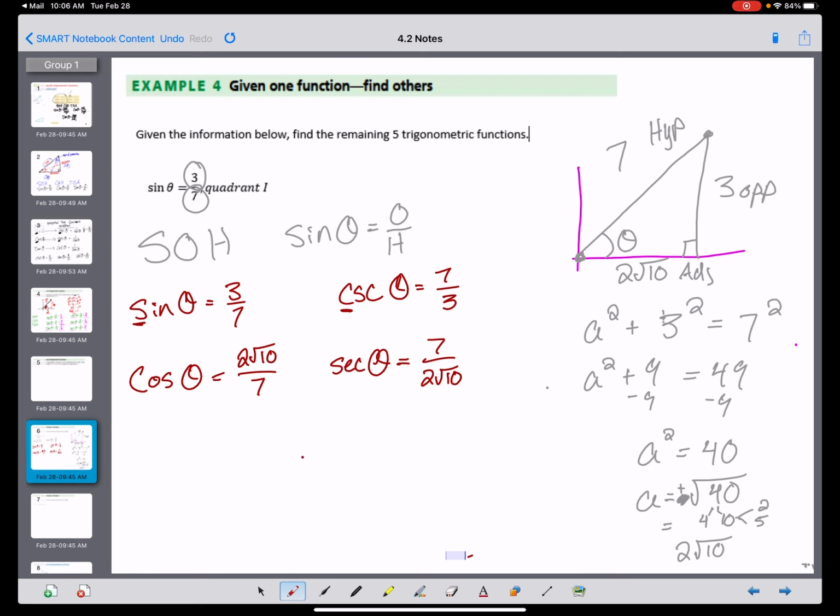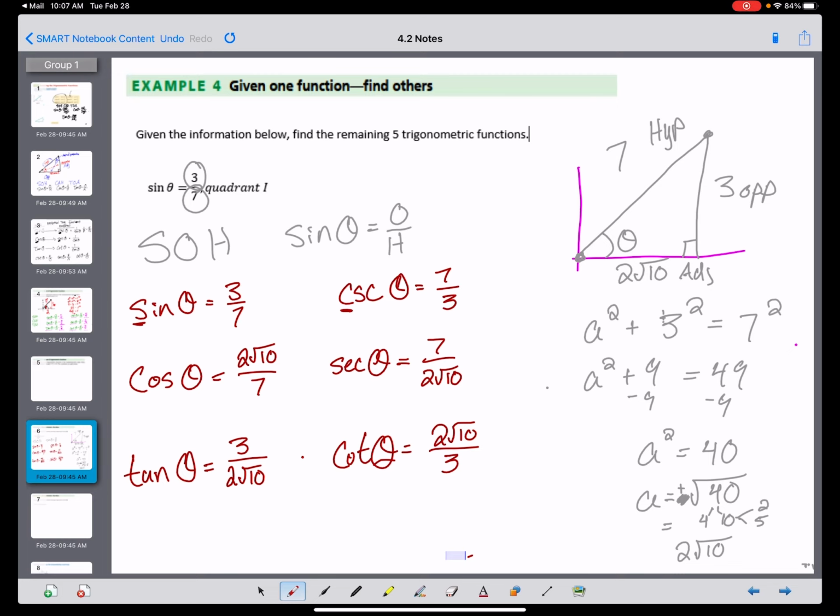All right, tangent, tripping on acid. Tangent is opposite, tripping, tangent, on, opposite, acid, adjacent. So opposite is 3. Adjacent is 2 square root of 10. And when you do the reciprocal, cotangent, we're saying 2 square root of 10/3. You plug those in your calculator and you get the answers.